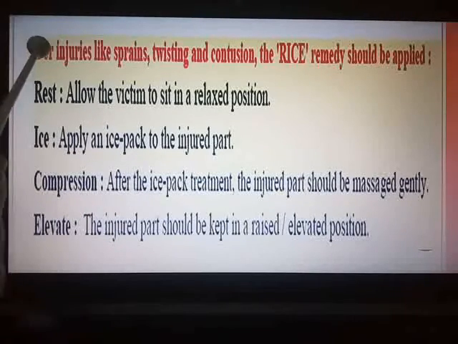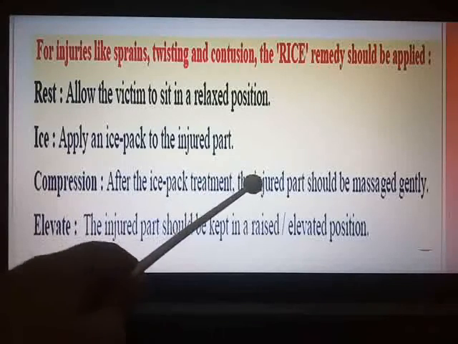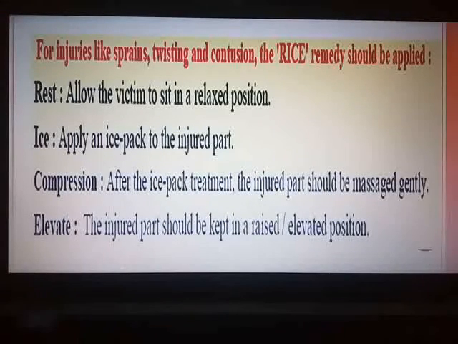In the case of injury like sprains, apply an ice pack to the injured part. Compression: after the ice pack treatment, the injured part should be massaged gently. The word gently is very important. Do not massage very roughly. And elevate: the injured part should be kept in a raised or elevated position. Why? So that the circulation of blood becomes normal. So this is the RICE technique or remedy.